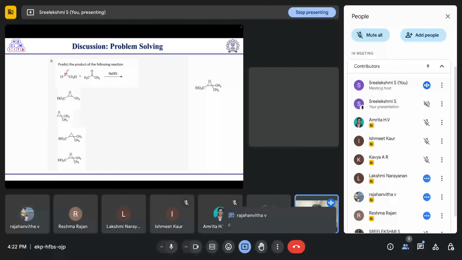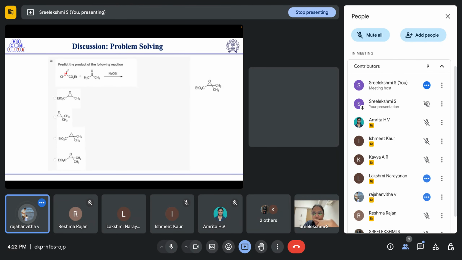So someone has answered option C. Can you explain how you came to that answer? Okay, madam. First, the base removes the alpha proton from the chloroester. So a carbanion will be generated here. That carbanion reacts with acetophenone, and the oxygen becomes a negatively charged oxygen. In the second step, an SN2 reaction takes place, and chlorine is displaced there. So what will form in the SN2 reaction?